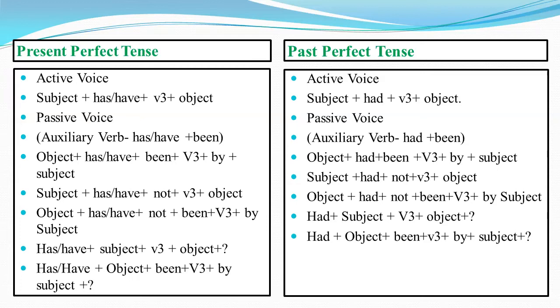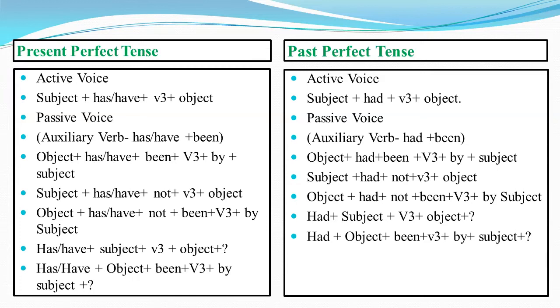Okay, and the structure of negative sentences, in active voice, we will write subject plus had and then not, then third form of verb and then object. And in passive voice, we will write object first and then had, then not, and then we will add been here, B-E-E-N, been, then third form of verb, then by, and then subject at the end.